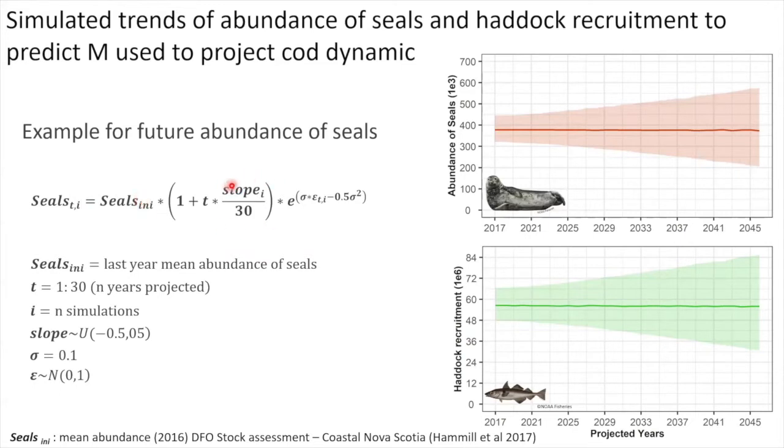Then I simulated 6,000 slopes with uniform distribution from minus 0.5 to 0.5 to simulate increases or decreases in seal abundance. And then I incorporated simulated log-normal errors to the trend. So here, you can see the simulated trends of seals in red and the simulated trends of haddock recruitment in green.